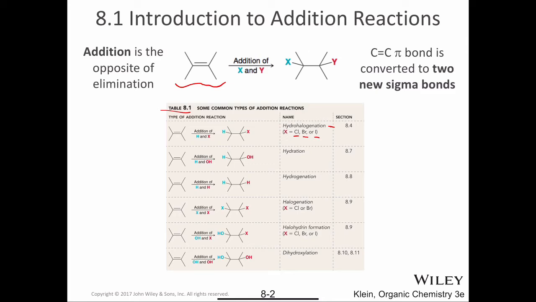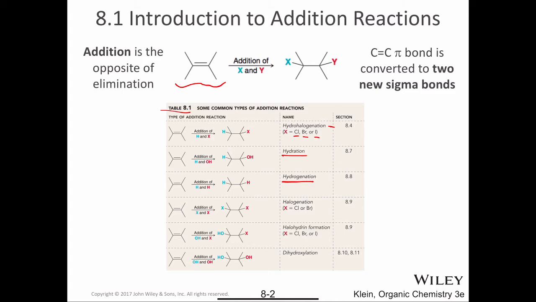The next one is hydration. I think this one's pretty intuitive because hydration is just the process of adding water. So that means we're going to add a proton and a hydroxyl. That's kind of neat because we're converting an alkene into an alcohol. The next one is a hydrogenation reaction. This is literally just adding a hydrogen molecule, an H2 molecule, to our alkene.